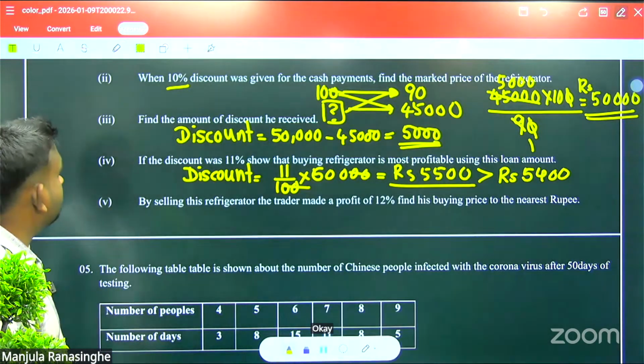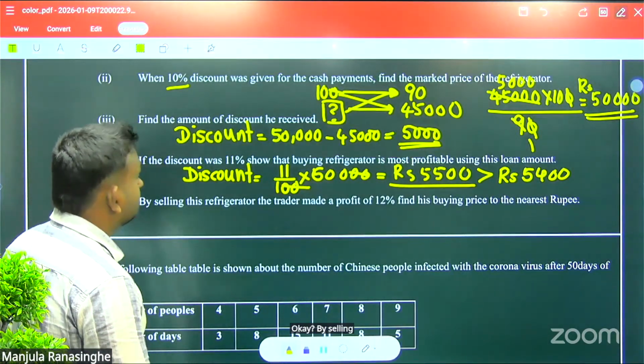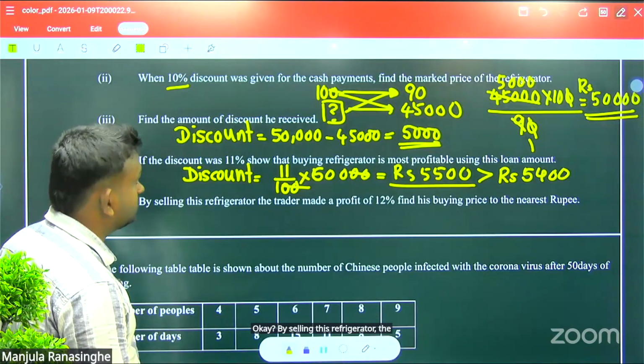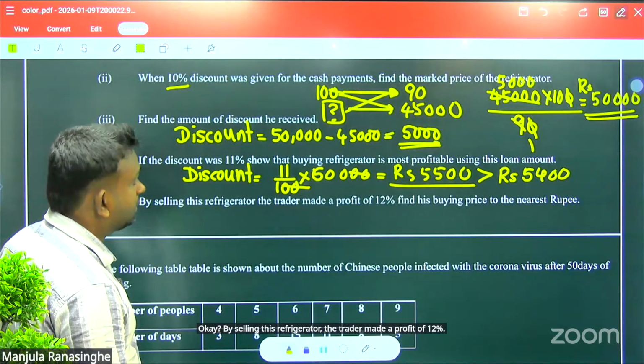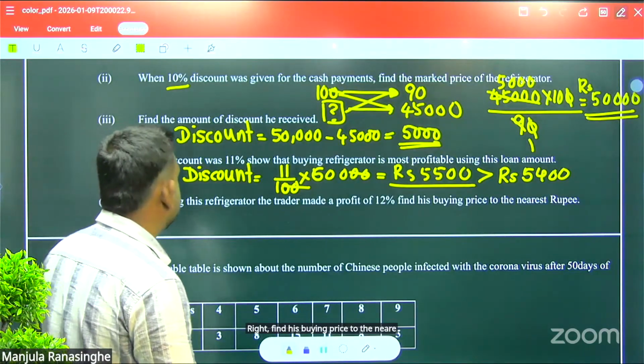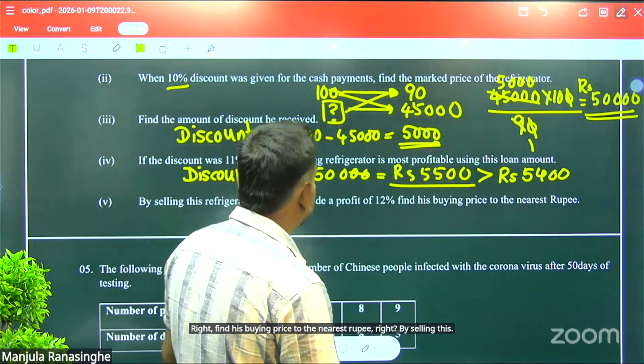By selling this refrigerator, the trader made a profit of 12%. Find his buying price to the nearest rupee.